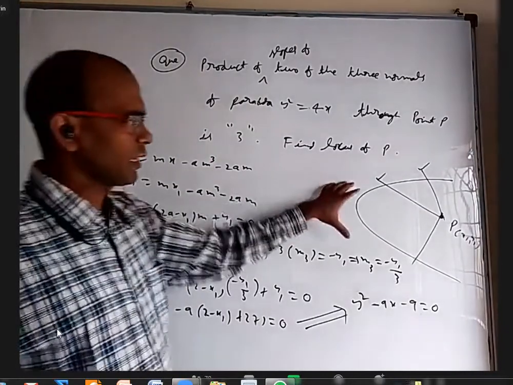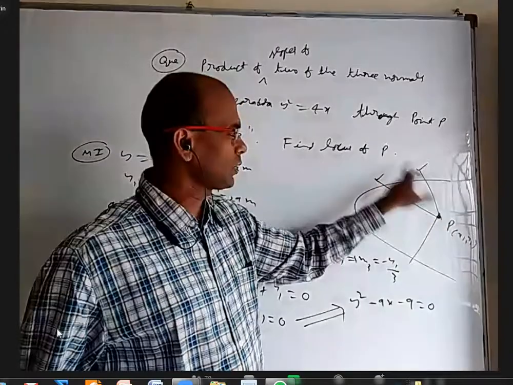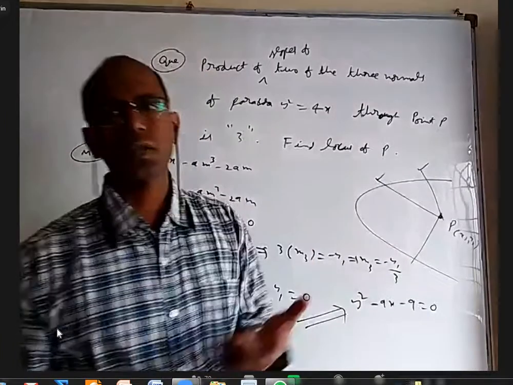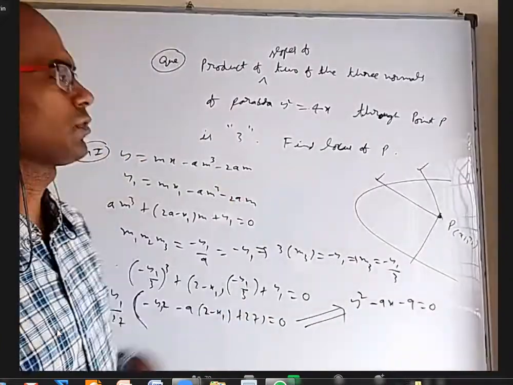So the question is, we have a parabola. We are looking for a particular point through which the three normals of the parabola are concurrent. Out of these three slopes, the product of two slopes is 3. Like that, there will be a lot of points. What is the locus of all that?